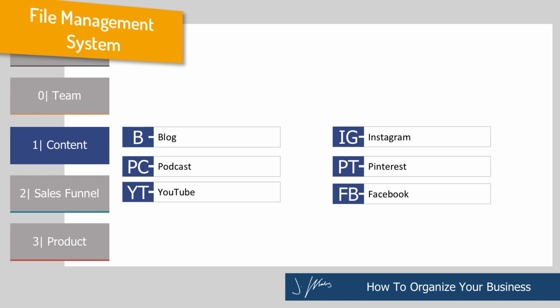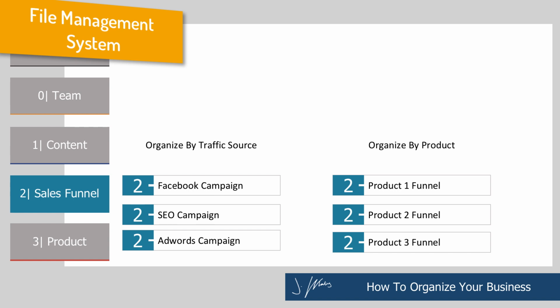Next, we have the sales funnel folder, and there's actually 2 different ways you could organize this folder. You could organize it by traffic source, or you could organize it by product. Personally, I organize it by product, so there's a sales funnel for each one of our products and services, and so when you go into our Google Drive, you'll see a folder for each one of those sales funnels. It helps us stay really organized.